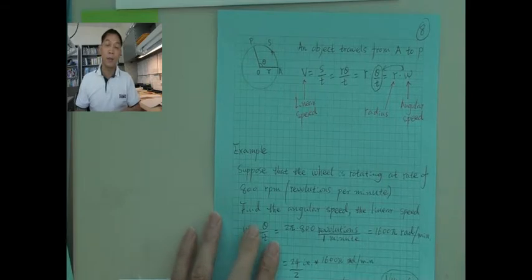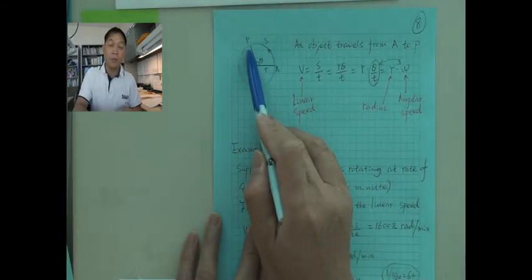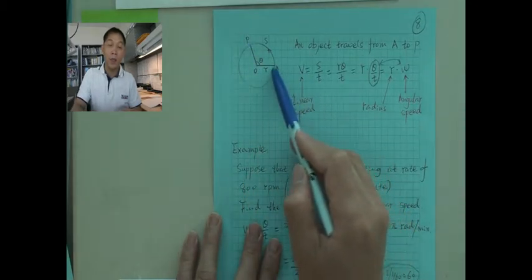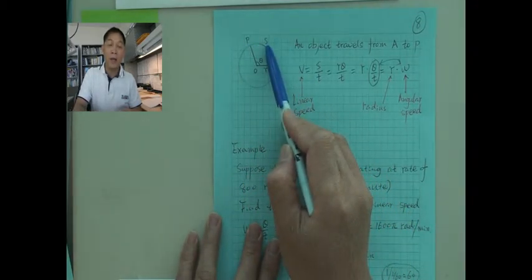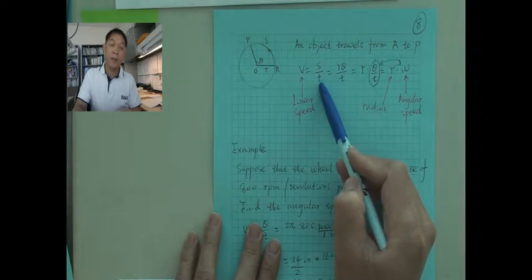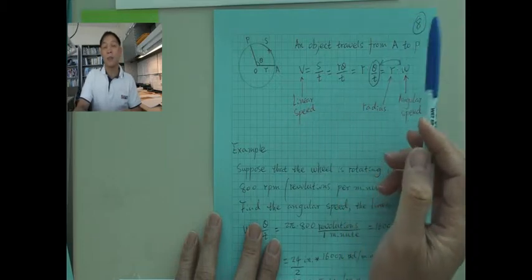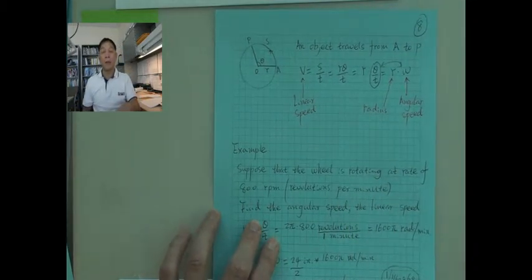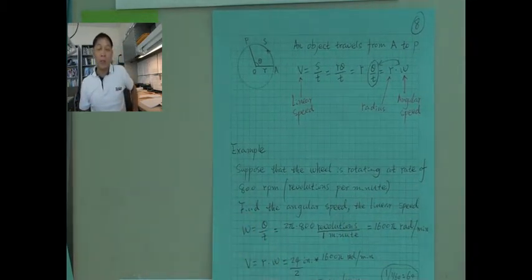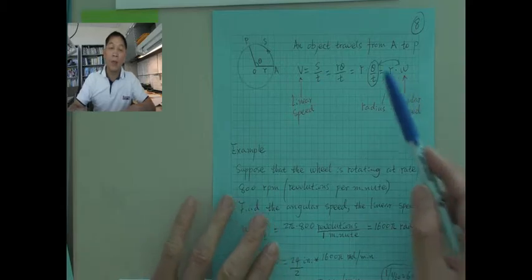So here basically the linear speed from A to P is the travel distance S, the length of the arc, divided by time. And this speed is called the linear speed. So normally when we travel on a highway, the speed we were talking about is linear speed.